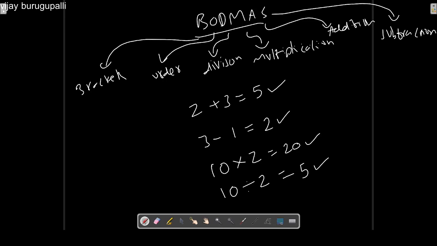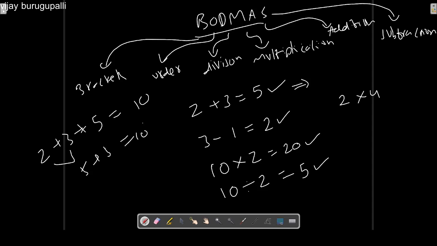So it's very clear if there is only one operation and we need to perform only one operation, like 2 plus 3 plus 5 equal to 10, because 2 plus 3 is 5 and 5 plus 5 is 10. If you want to perform multiplication of multiple numbers like 2 into 4 into 6, we can perform it like 2 into 4 equal to 8 and 8 into 6 is equal to 48.